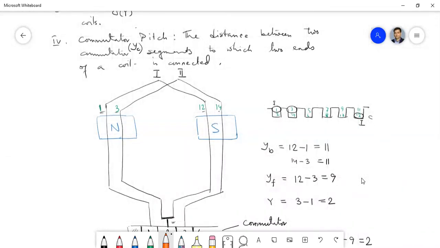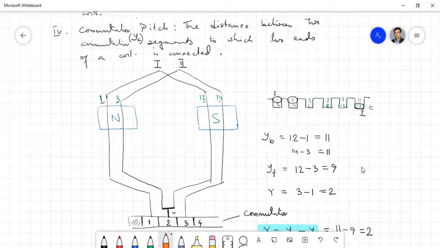Yes, sir. Okay, so commutator pitch is the distance between two commutator segments to which two coil ends are connected, two consecutive coils are connected. Is that okay? Two consecutive coils are connected.